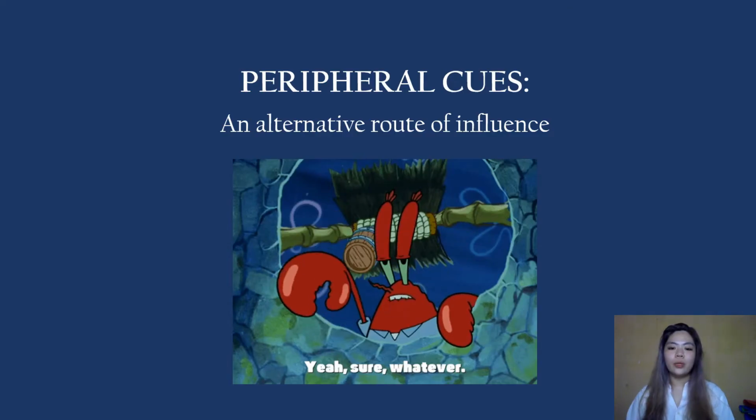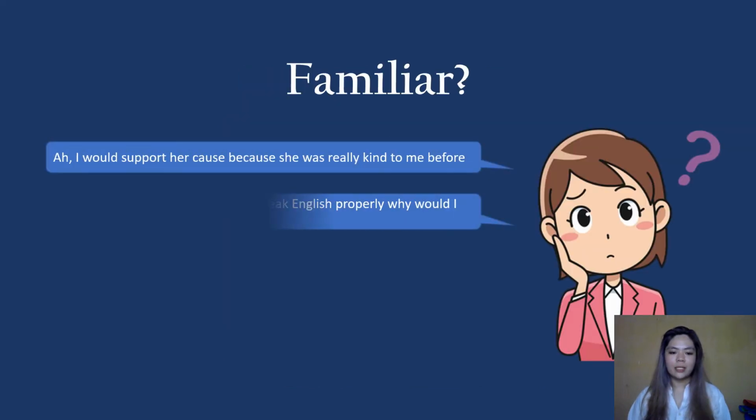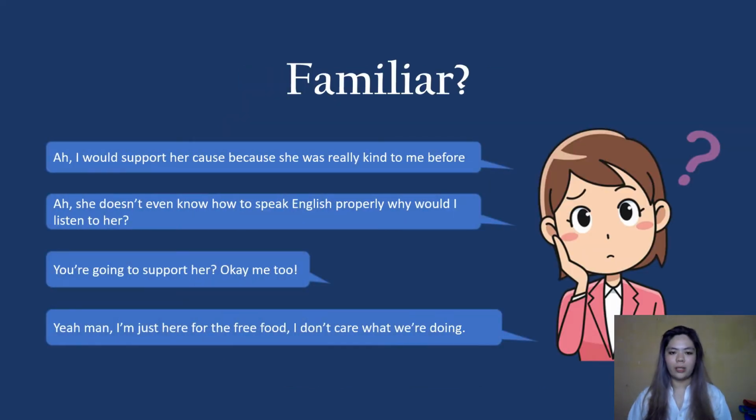So now we are done with the central route. Let us now discuss the peripheral cues. So there are 4 sentences here that you might be familiar with. These sentences that you see here are told by people who rely more on peripheral cues. Now, notice that there is no mention of what they think about the message at all. Just quick and shallow decisions based on cues.